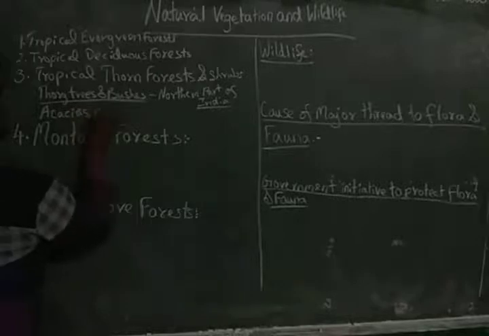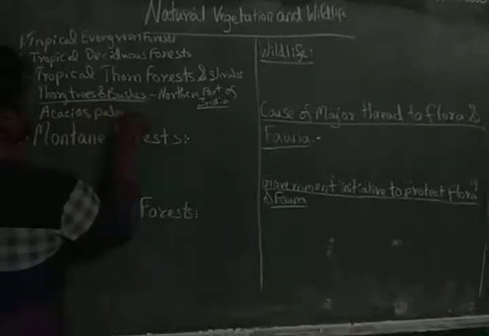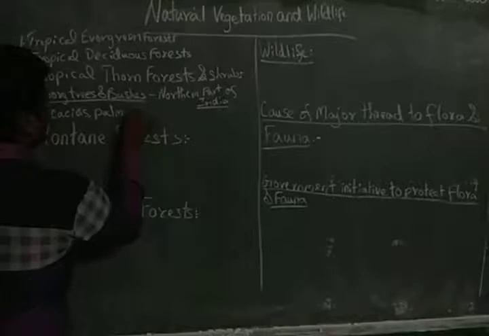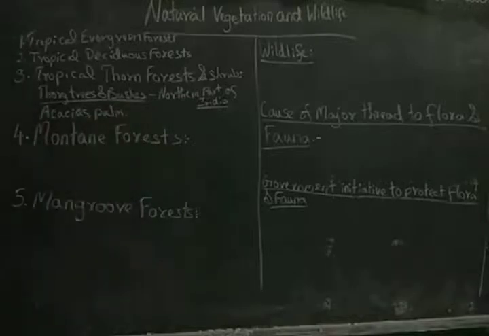The trees grown in these areas are acacias, palm, and varieties like euphorbias and cactus. The common animals living in this area are rats, mice, rabbits, fox, wolf, tiger, lion, wild ass, horses and camels.